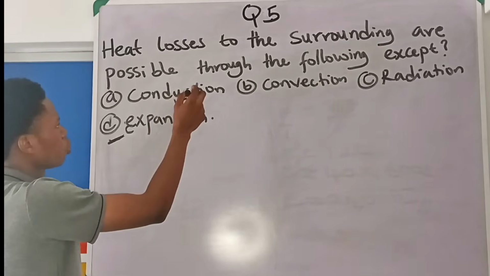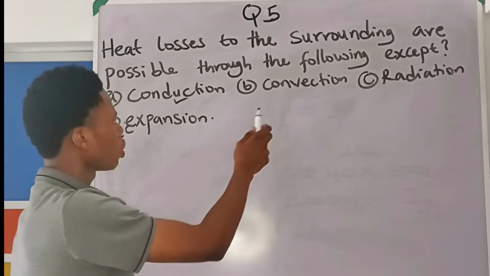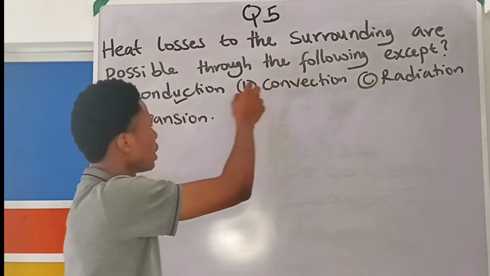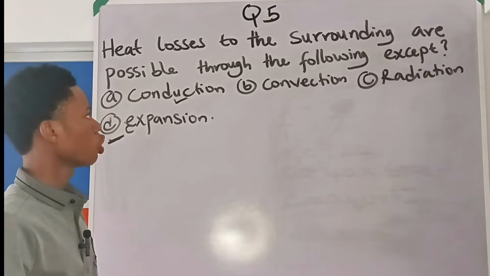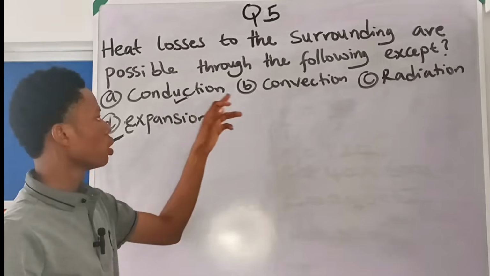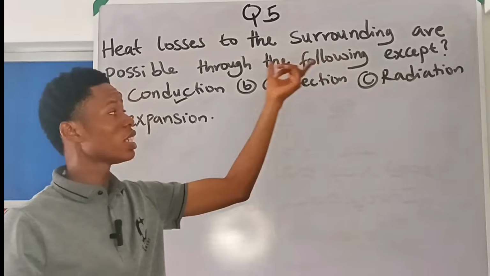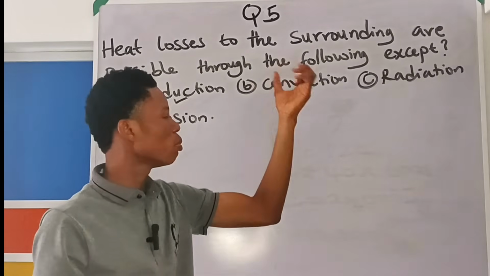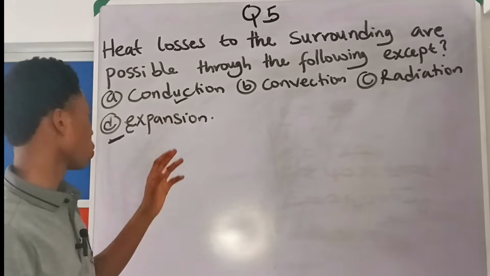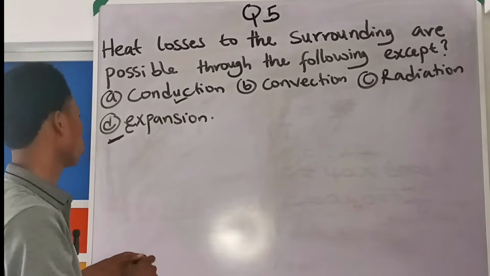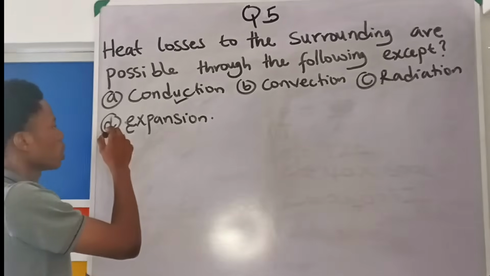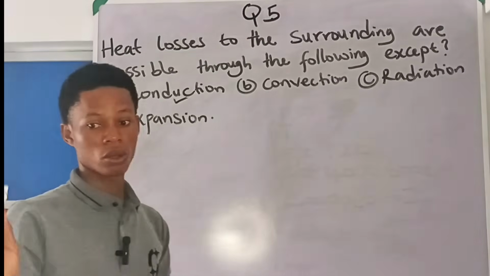Because heat can be lost through conduction, convection, and radiation. So these are the three methods of heat loss: conduction, majorly in solids and liquids; convection in liquids; and radiation in gases. These are the three main ways of heat loss to the surrounding, and not expansion. Expansion is not there. So this is the correct answer to that question.